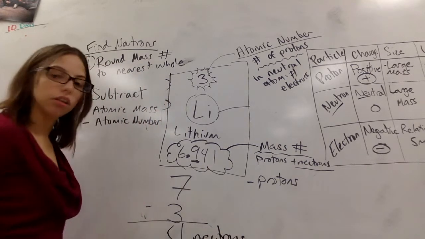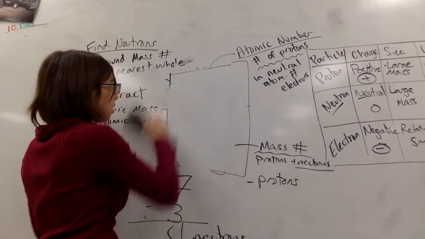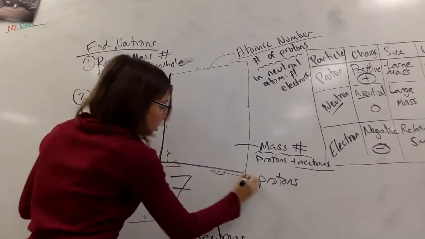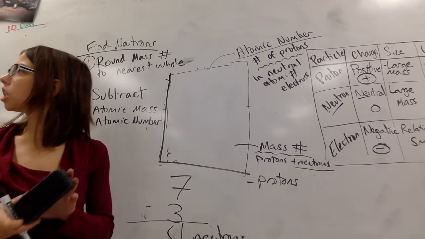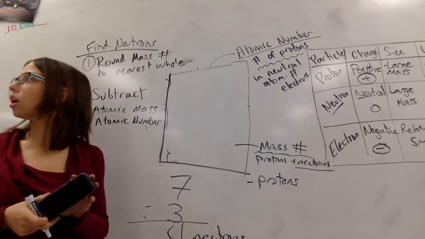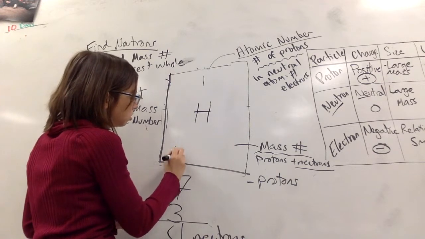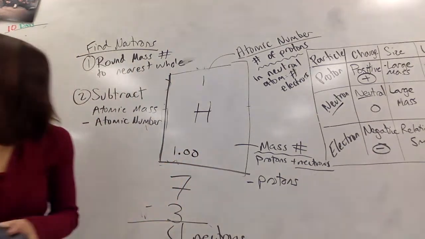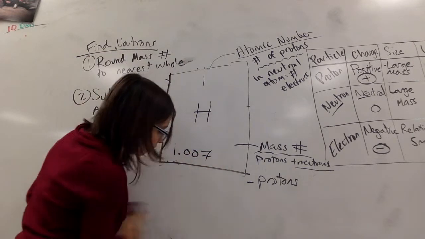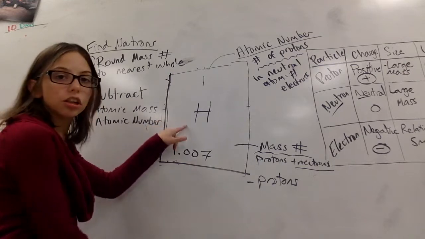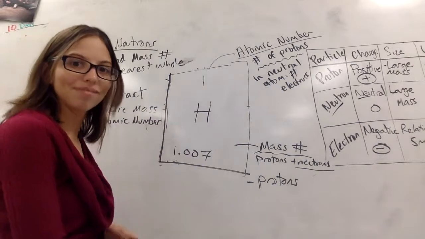All right, if you want to do another example of that, you can do this with any element, really. No sense in why you can't. But I will choose hydrogen, because that's one that everybody freaks out over. Hydrogen, 1.007. All right, so each hydrogen has 1 proton. It's got 1.007 protons plus neutrons.